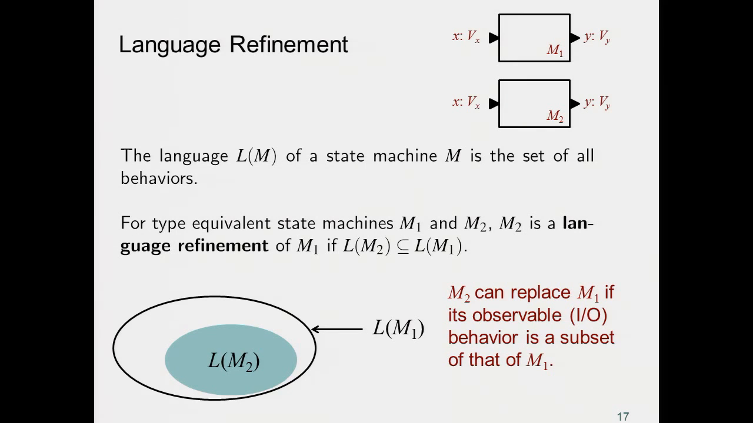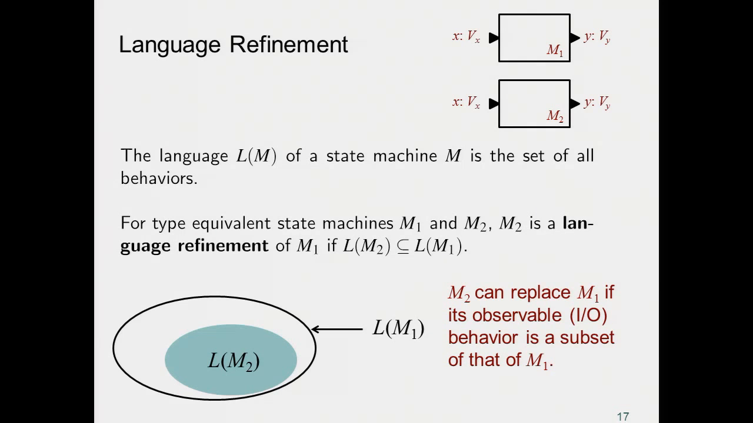So it's a nice language, right? All right. So the language we said is a set of all possible behaviors for type equivalent state machines M1 and M2. M2 is a language refinement of M1 if the language of M2 is contained in the language of M1, which means that I have fewer behaviors than the other guy, and my behaviors are contained in the behaviors of the bigger guy, right? And so that is a refinement. So I have fewer behaviors, but all my behaviors are contained in the previous one. So M2 can replace M1 if its observable I/O behavior is a subset of that of M1.